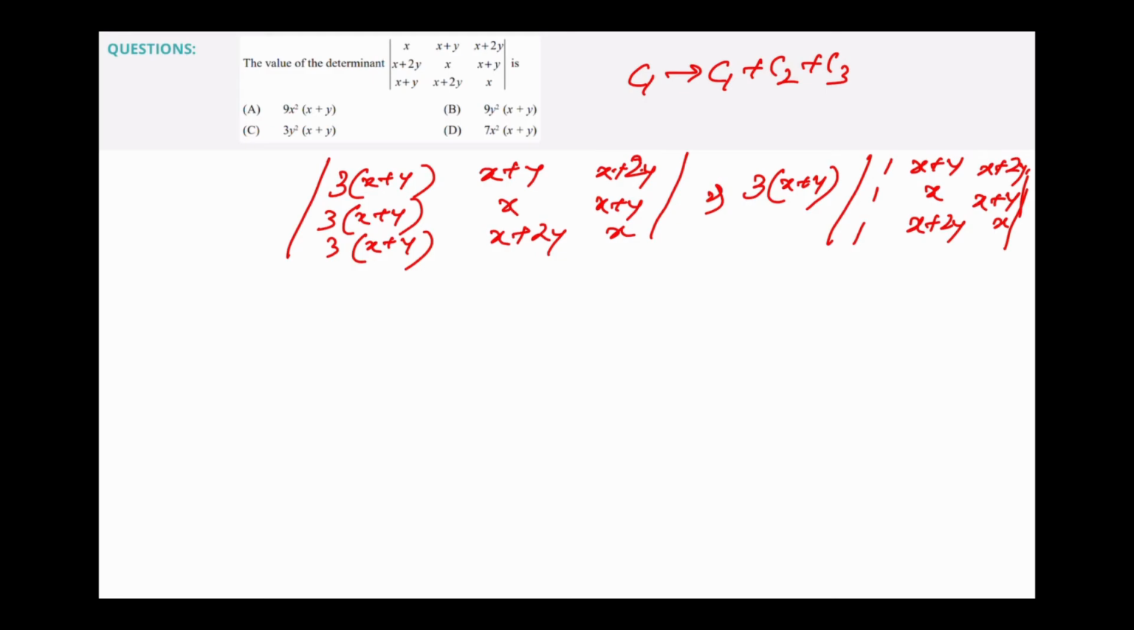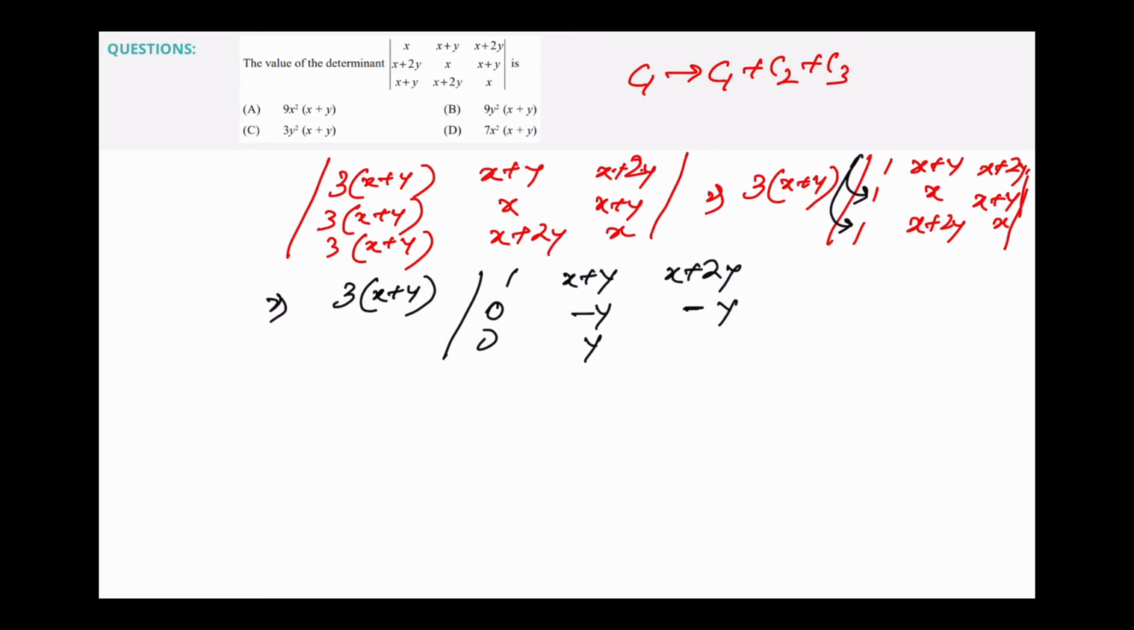So the moment you got this, what is your next target? I told you, try to make more and more zeros, and then the expansion becomes very simple. So I'll make this one 0 and this one 0. So the moment I do that, 3 of x plus y, and then it will be 1, 0, 0. So what will happen? X plus y, and this will be minus y, and this will be just y. This will be again x plus 2y. This will be minus y, and this will be minus 2y.